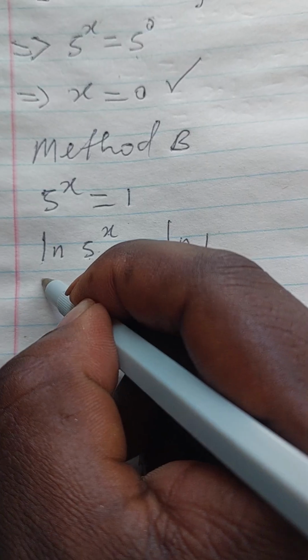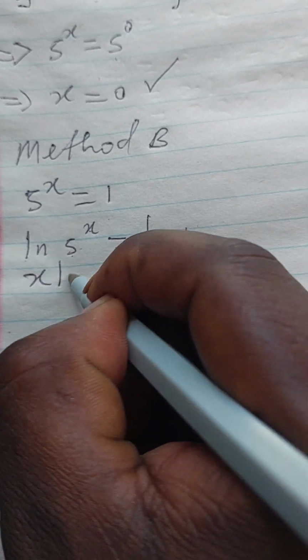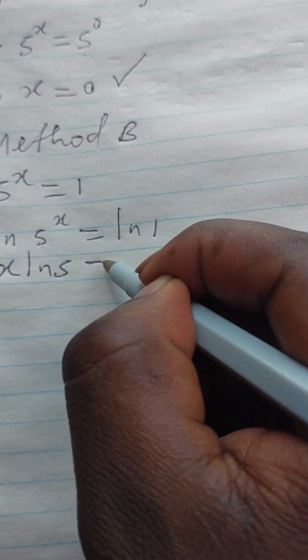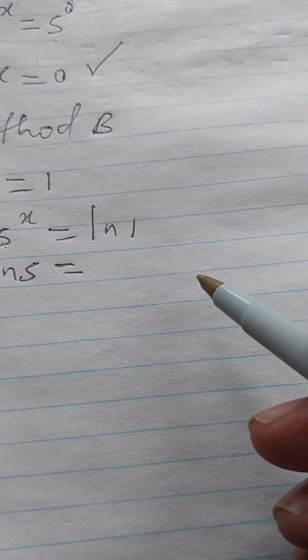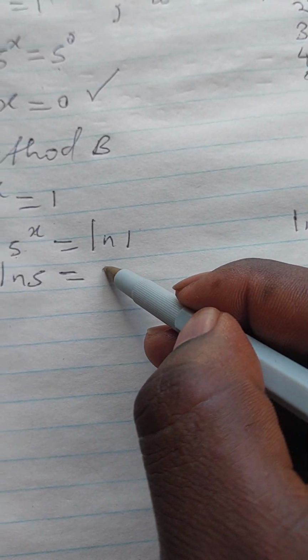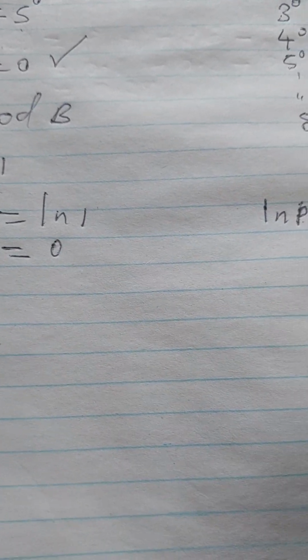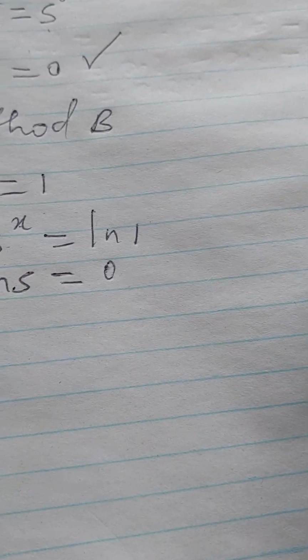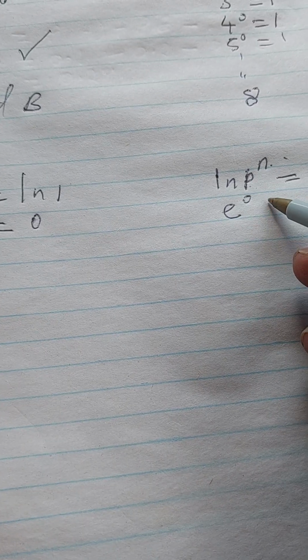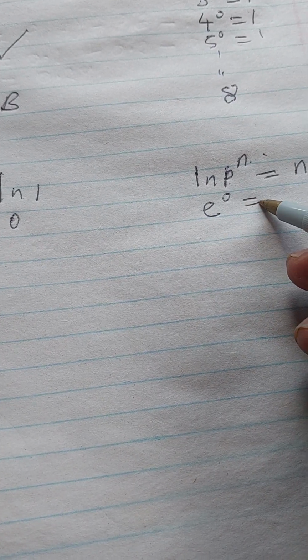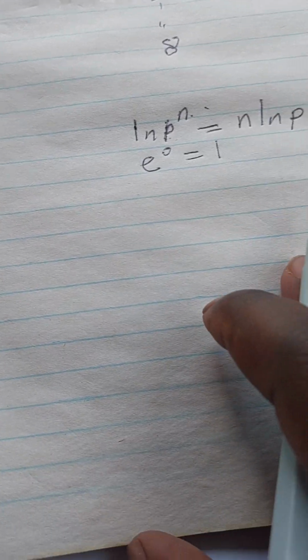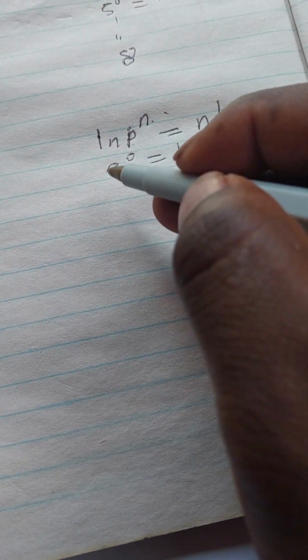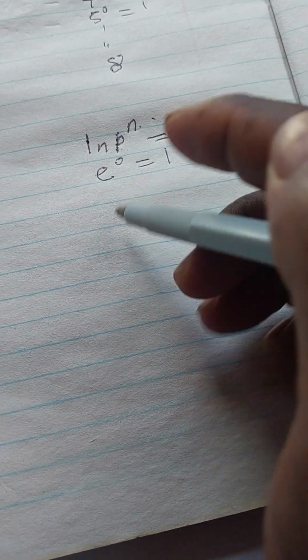So we can simply say that this is equivalent to x natural log of 5 is equal to natural log of 1, which is 0. Natural log of 1 is 0, because we know that e to the power 0 is equal to 1, and the natural log of e is equal to 1. Therefore, natural log of 1 is equal to 0.